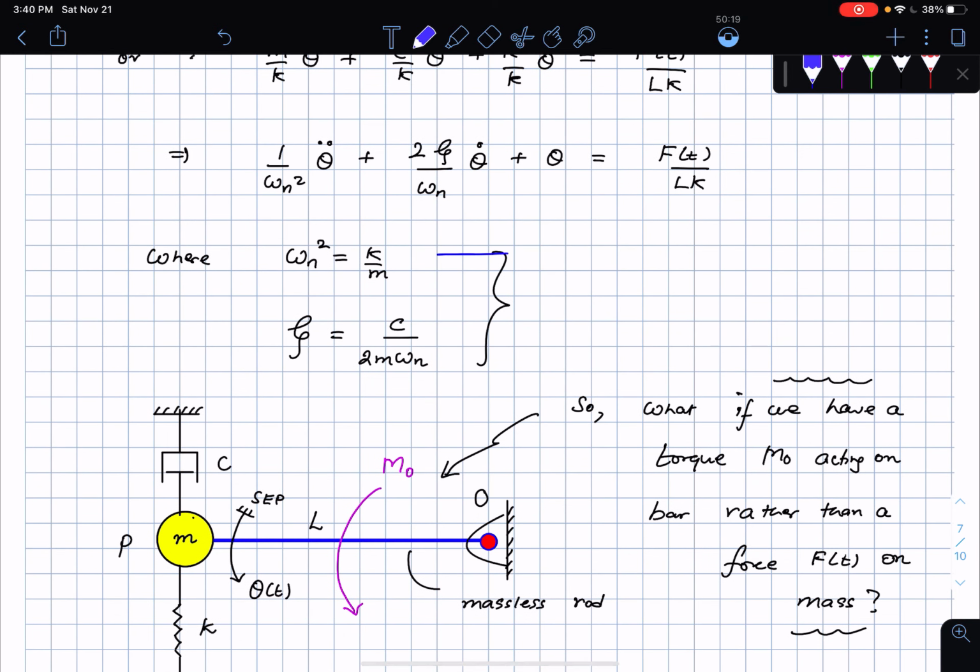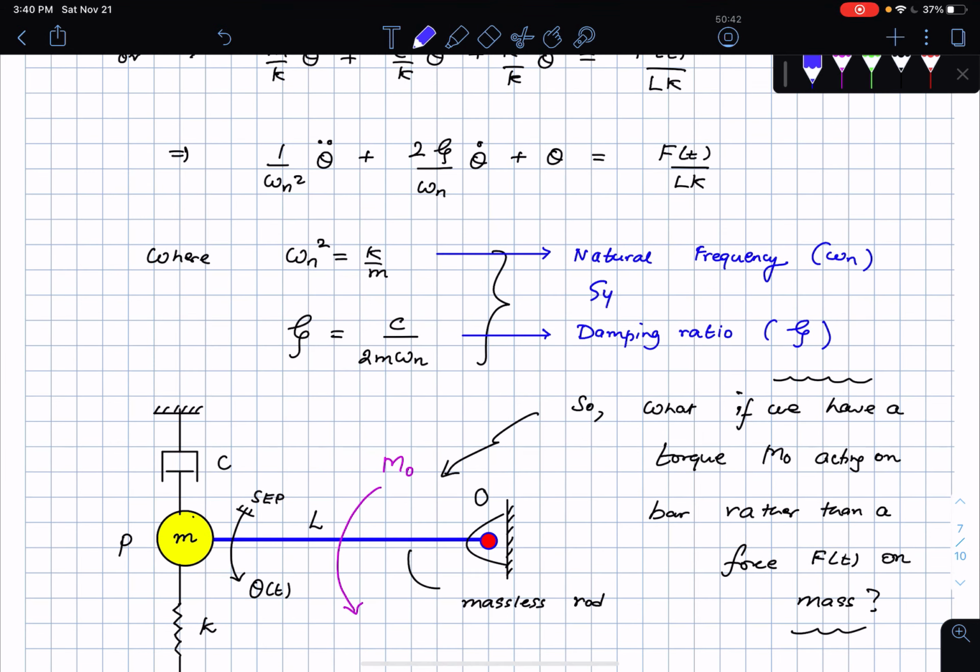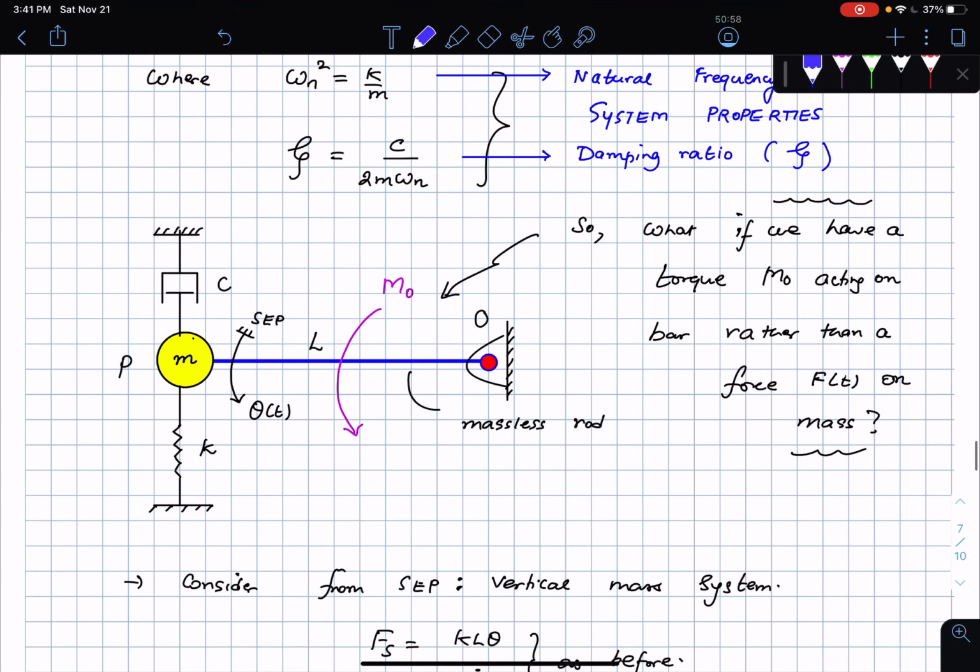This is the natural frequency, omega n, and this is the damping ratio, zeta. These are properties of the system. They do not depend upon the applied forces. You can apply any kind of a force or as many forces as you want. That should not change the value of these parameters. And that's exactly what we proved.